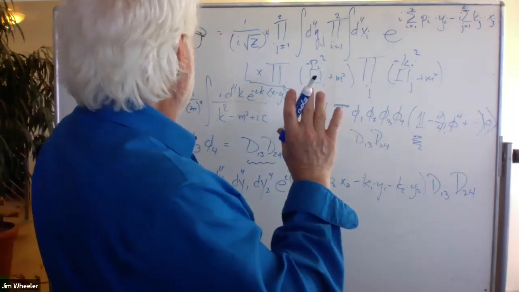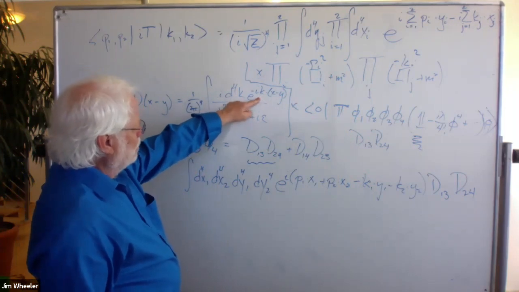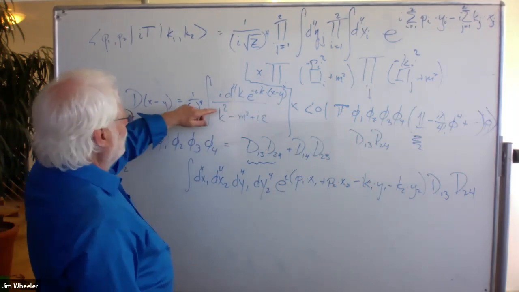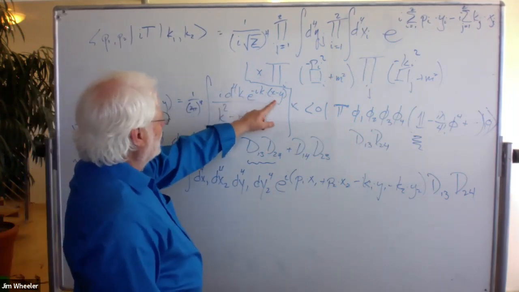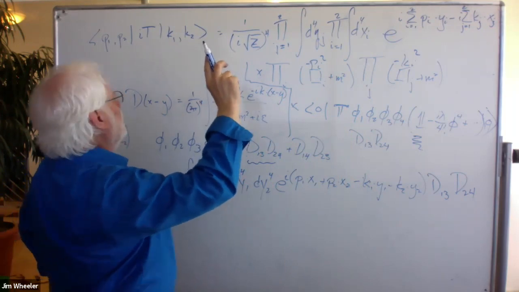Now, where have I got it? Okay, notice that there's an exponential k dot x, k dot y. There's going to be a p dot x, p dot y. Now, wait a minute. I have to think a second.